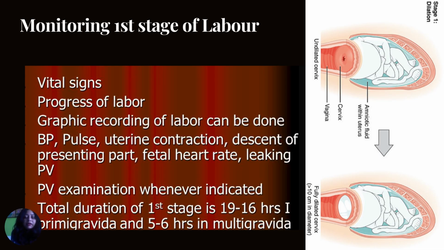Now coming to the monitoring of the first stage of labor. So what are the basic things that you need to monitor in the very first stage of labor? The vital signs, the progress of labor, the graphic recording of labor can be done. BP, pulse, uterine contraction, descent of the presenting part, the fetal heart rate, if the PV is leaking, and whenever indicated, the per vaginal examination.